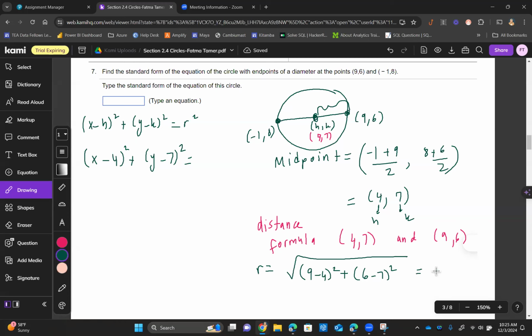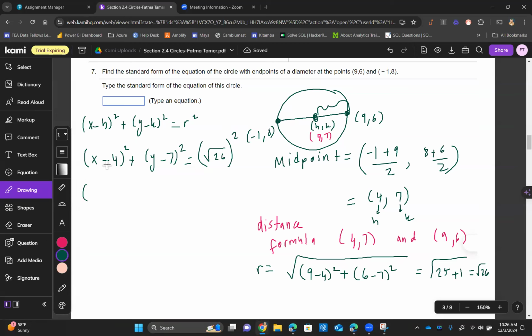And then we'll just have to simplify this. This is 5, and then the square root of 25. This is negative 1, square root of positive 1. And then the distance is just the square root of 26. That is my r. So I need the square root of 26 here, but then I have to square it for the equation of the circle.